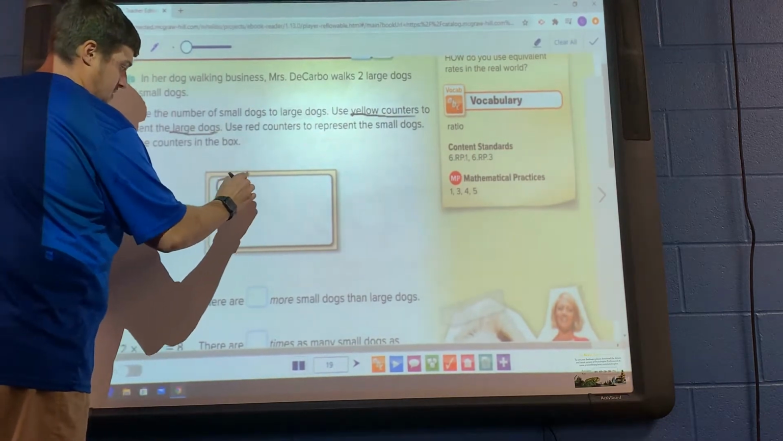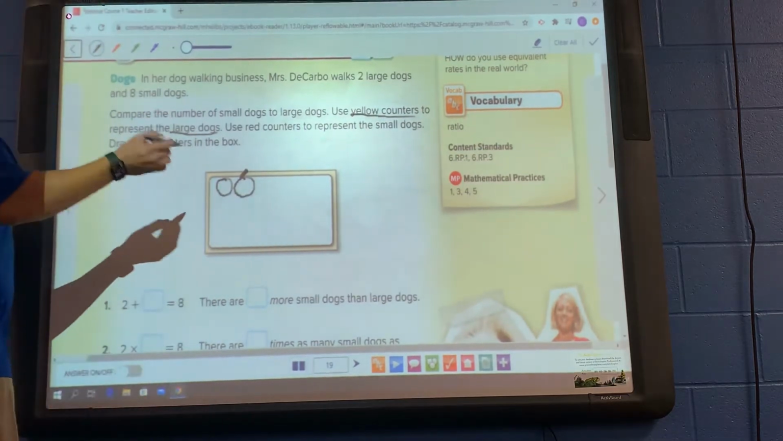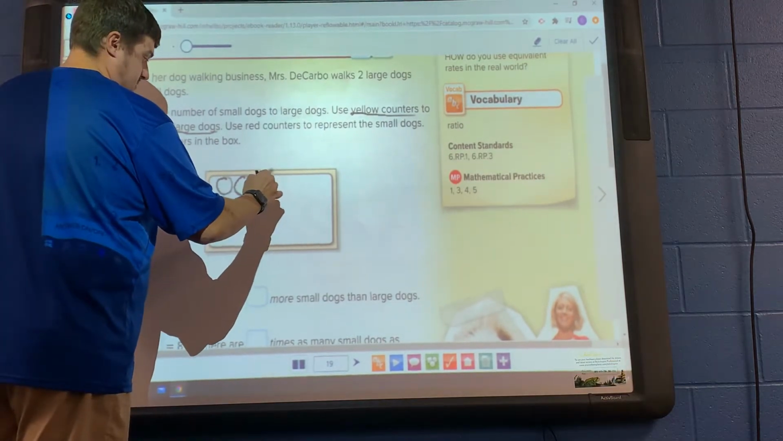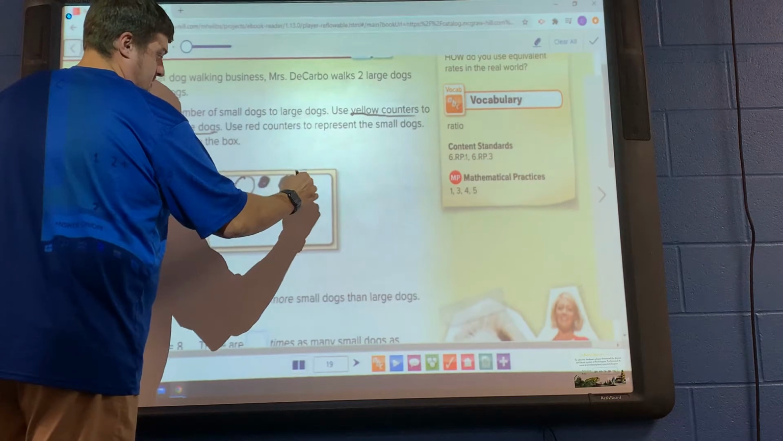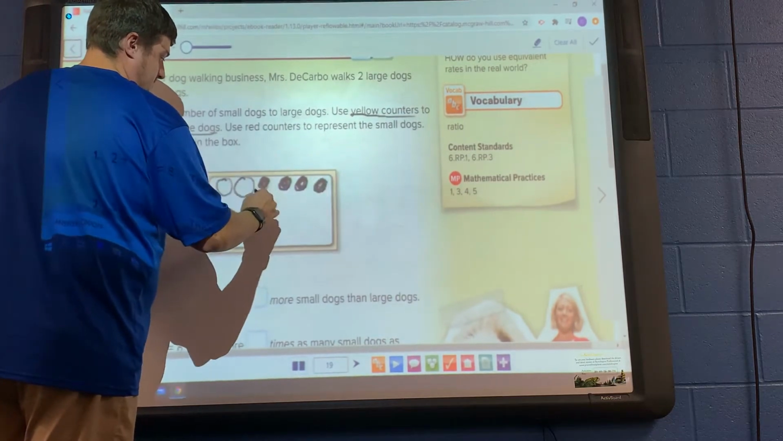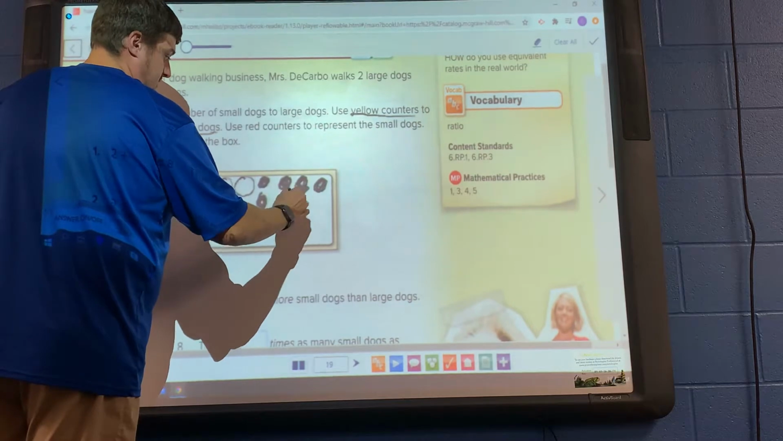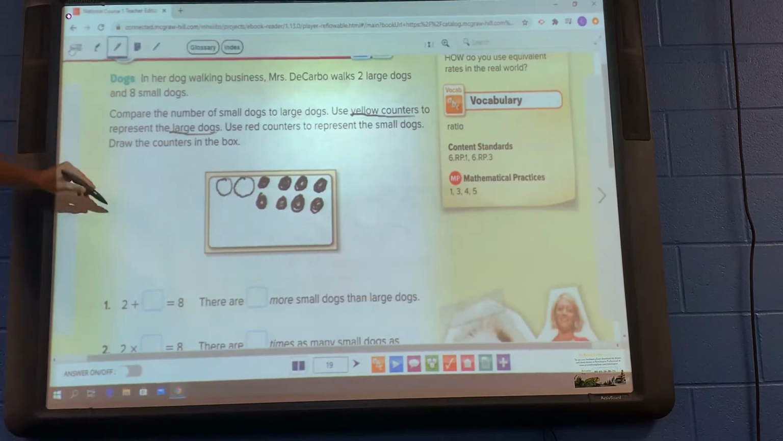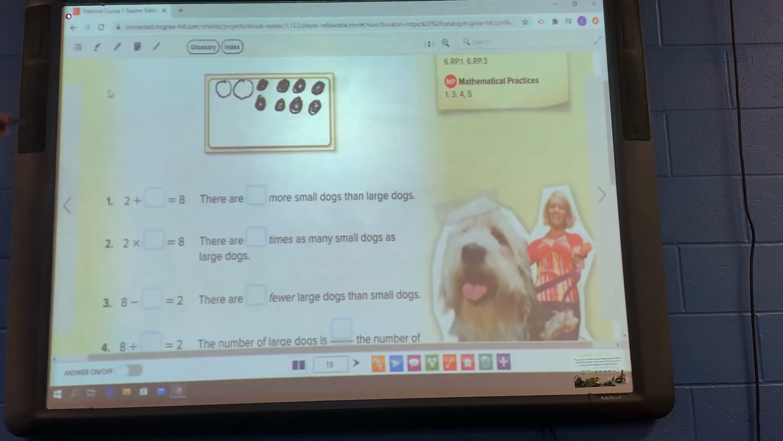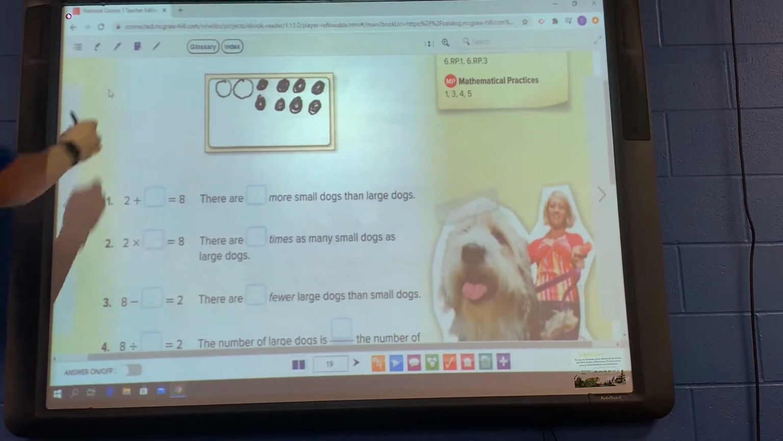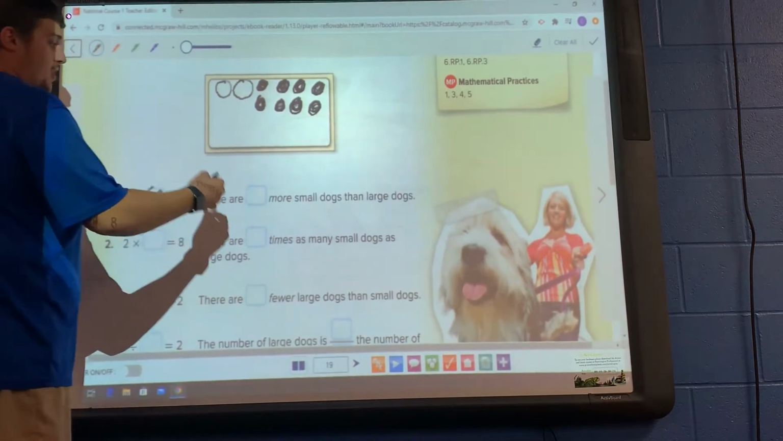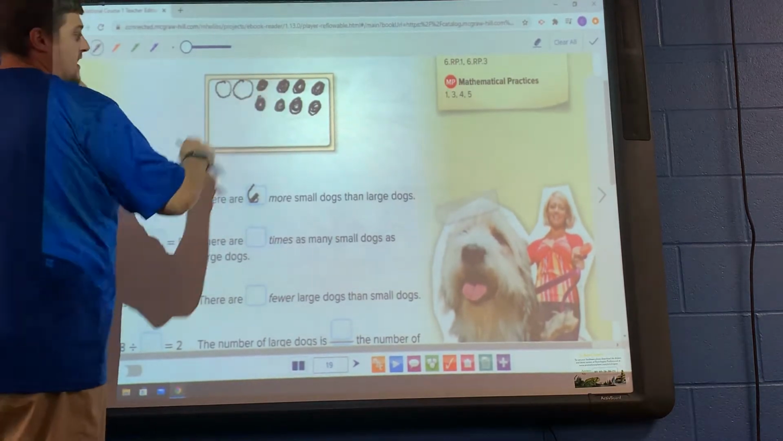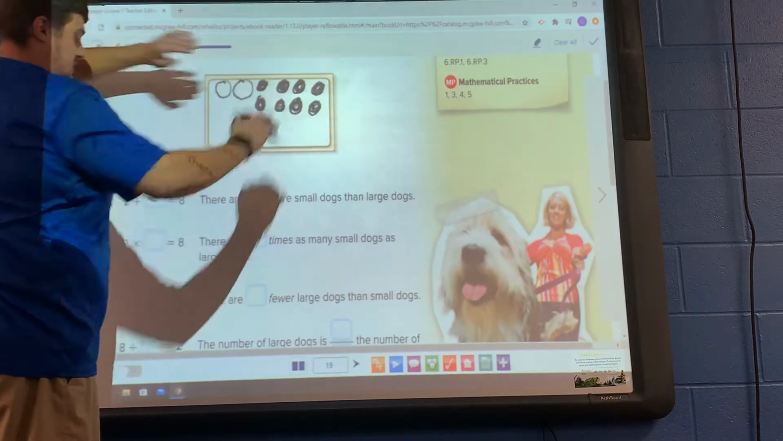So 2 large dogs. Now we're going to use red counters, so I'm just going to do a dot and fill it in. We have 8 small dogs: 1, 2, 3, 4, 5, 6, 7, and 8. Down here, 2 plus what equals 8? Well, 6. You guys know that. So there are 6 more small dogs than large dogs. You take 2 away: 1, 2, 3, 4, 5, 6.